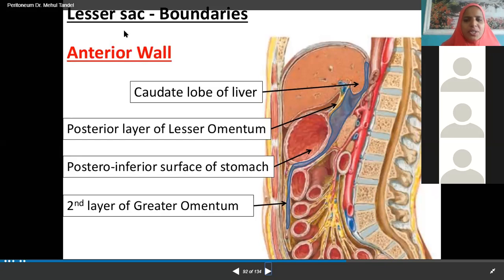Lokesh, are you understanding, beta? Yes, ma'am. Okay. So this is the anterior layer of lesser sac.